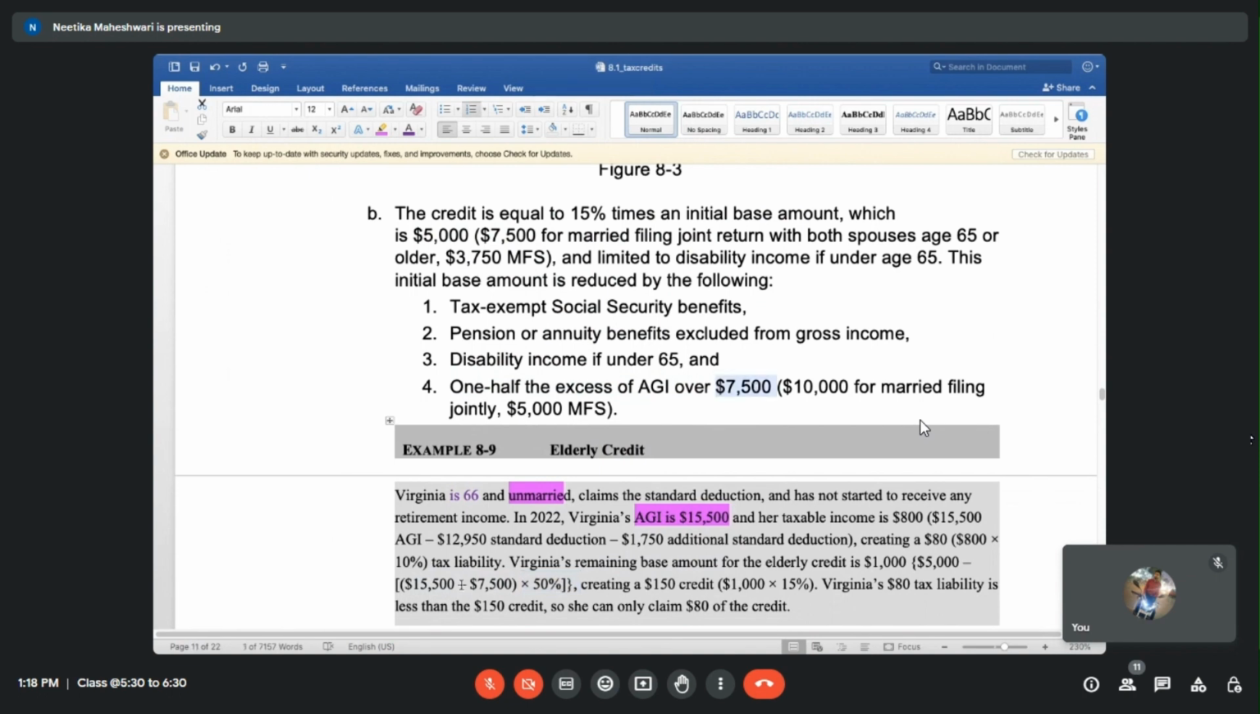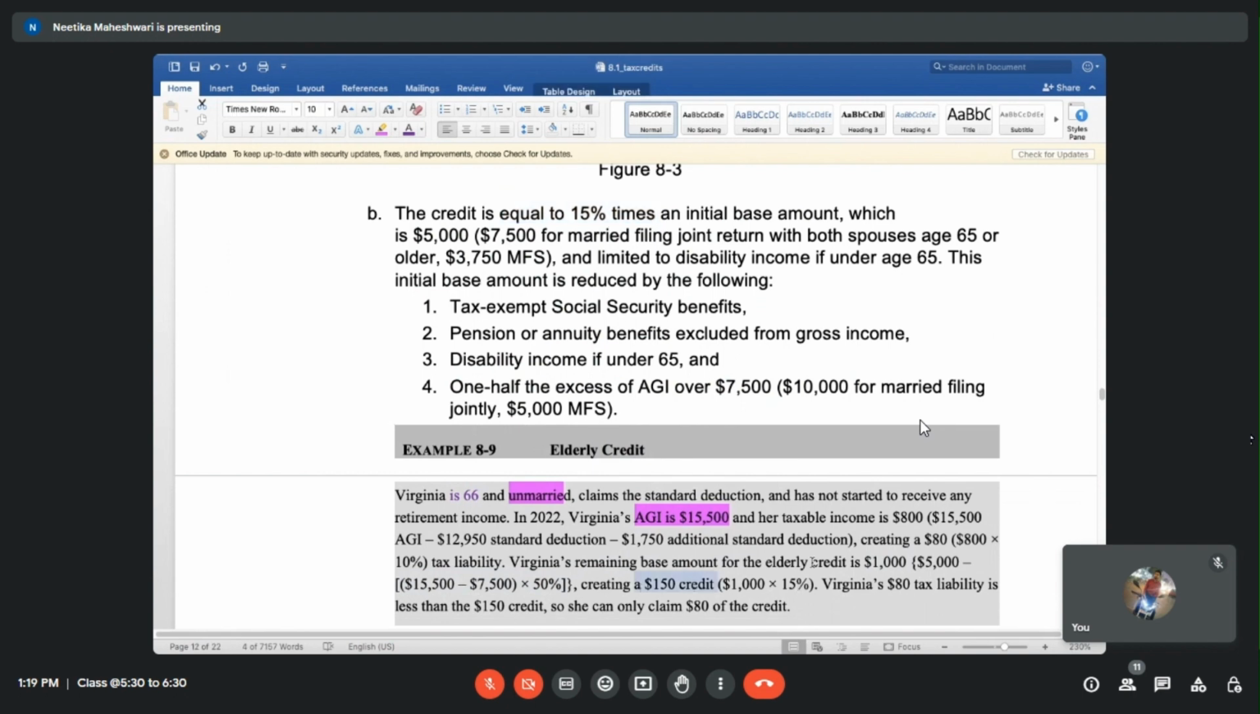Why are we taking 7,500 here? Because that is the amount given for single. They are clearly saying 10,000 is the amount for joint or 5,000 for married filing separately. So that's why we are doing this calculation, and then we are reducing it with the base amount. In her case, it is 5,000, so it comes to $1,000 is the remaining base amount, and then we take 15%. And so the 15% of that is $150 credit.